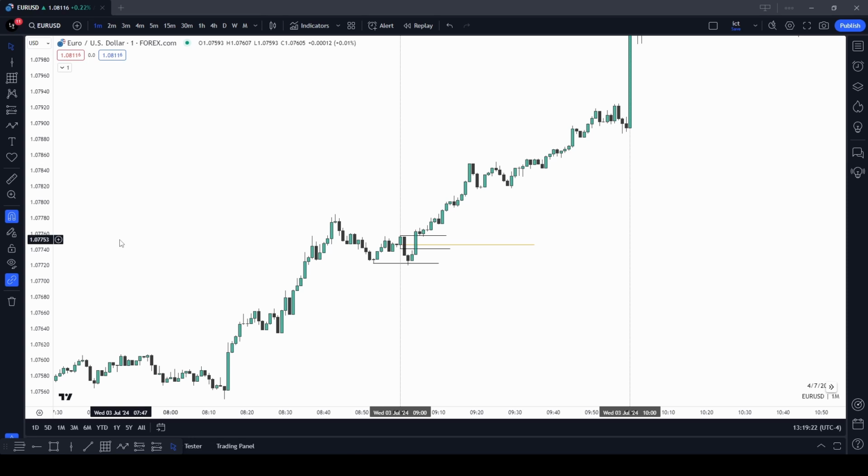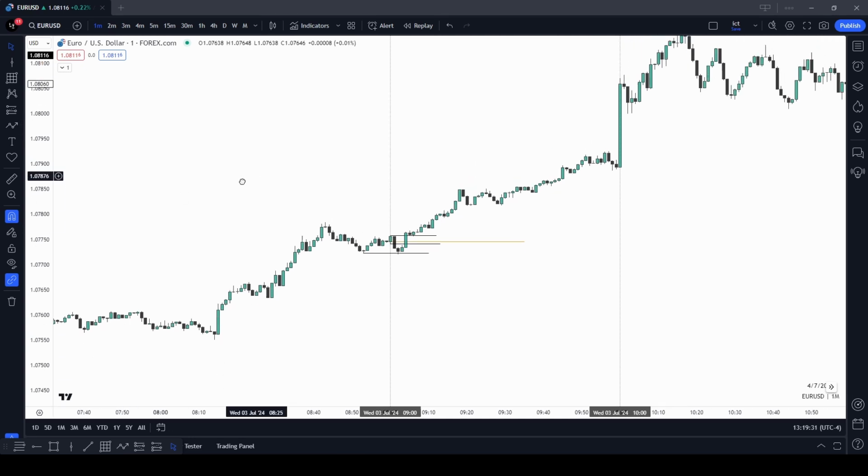Go back test this yourselves. This is really powerful on EU, GU, any of your major Forex pairs. Go back test this and let me know what you find.